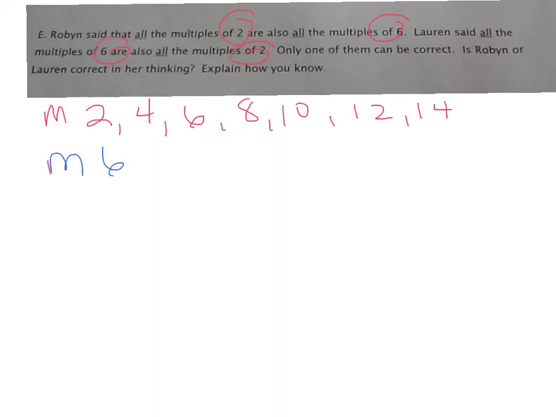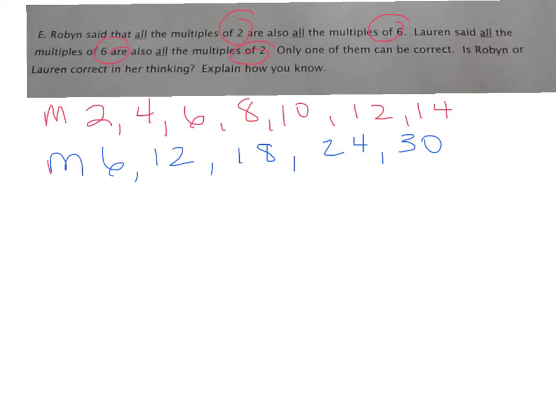Okay. So Robin says that all the multiples of 2 are also all the multiples of 6, which means if I give me the multiples of 2, I'm going to write that here. 2, 4, 6, 8, 10, 12, 14. Let's stop there. Now let's do my multiples of 6. I'll color code that for you. So that'll be 6, 12, 18, 24, I'll stop at 30. There you go.